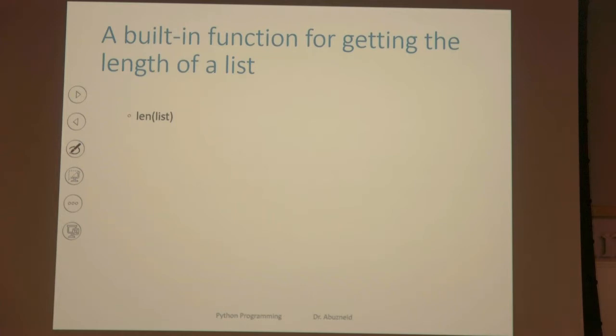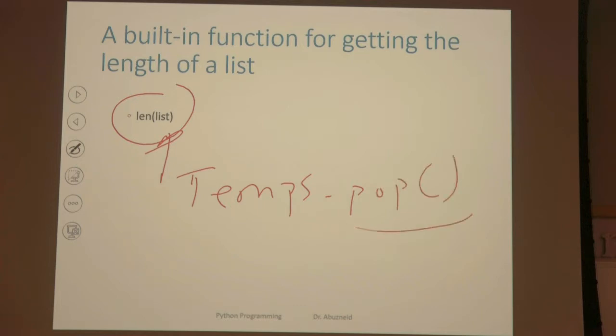Okay, very important. Is this a function or a method? This is a function, because you pass a list to it. But if we say for a list, for example, temps dot pop, what is this? A method. So this is a function, and that is a method.